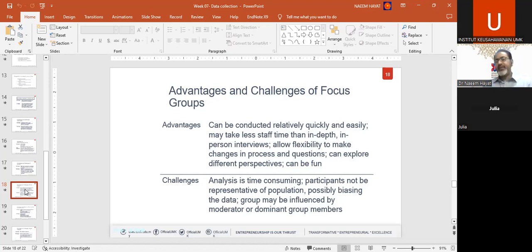Participants may not be representative of the population. Again, this can be solved by selecting the focus group members quite rigorously, although that may possibly bias the data. The group may also be influenced by the moderator or a dominant group member. Those are some of the issues that can be tackled by the moderator.